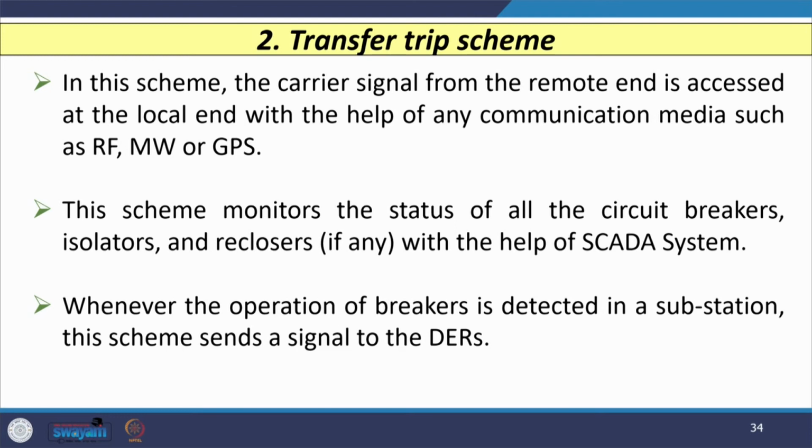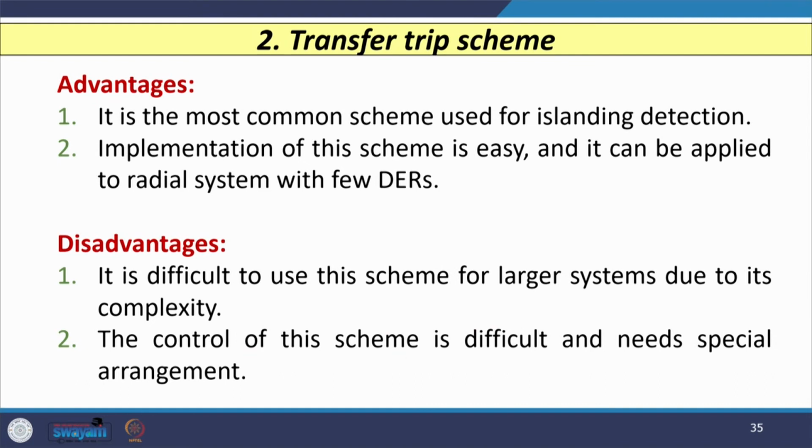In this scheme, the carrier signal from the remote end is assessed at the local end with the help of any communication medium such as radio frequency or microwave frequency signal or GPS. This scheme monitors the status of all the circuit breakers, isolators and reclosers, if any, with the help of supervisory control and data acquisition system. Whenever operation of breakers is detected in a particular substation, this scheme sends a signal to the distributed energy resources or distributed generators. Let us see what are the advantages and disadvantages of transfer trip scheme.